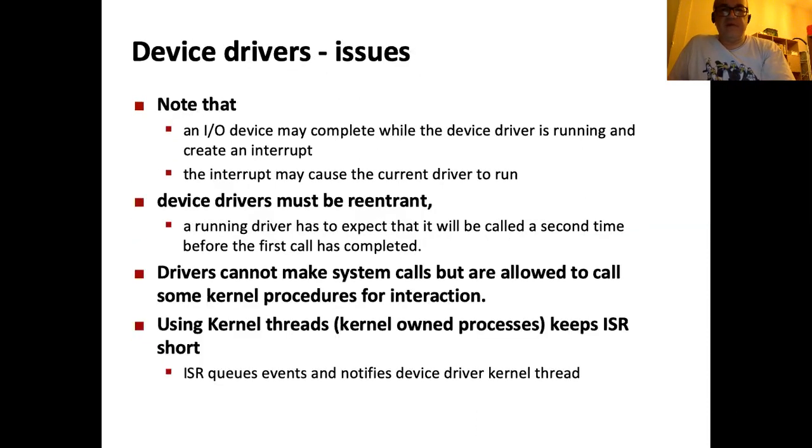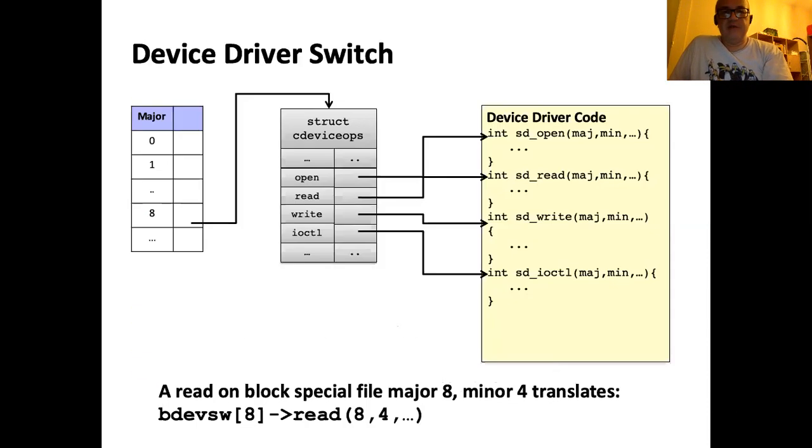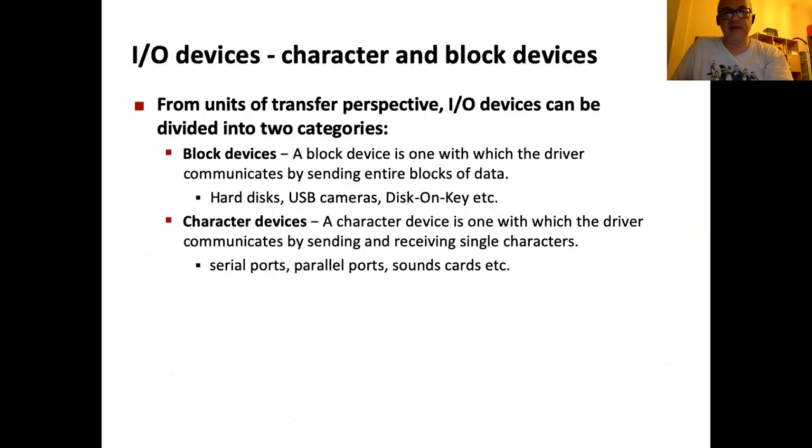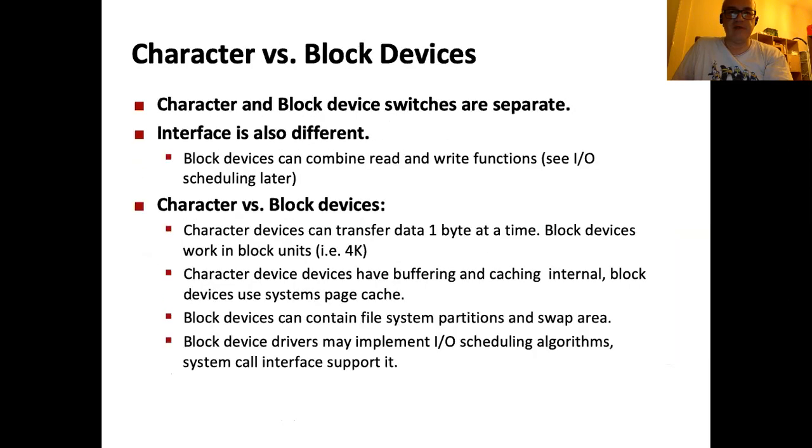The block and character switches are independent from each other. So, for example, major block device 8 is different than major character device 8. The buffering and caching is internal to the character devices. However, block devices use system stage cache or device cache.